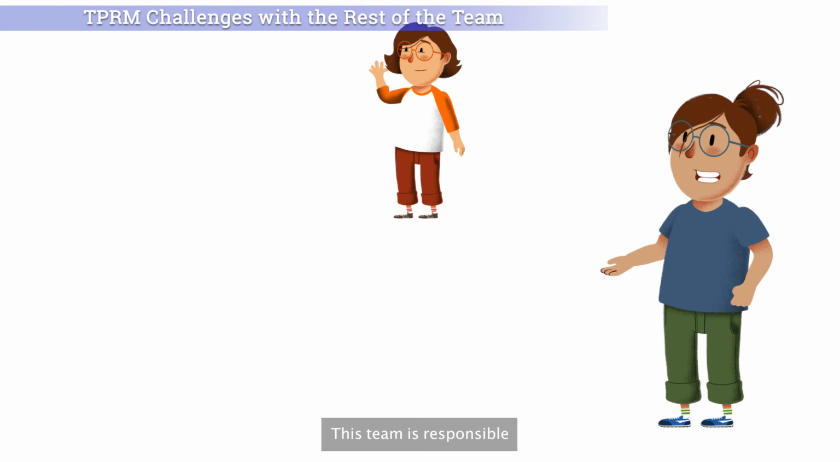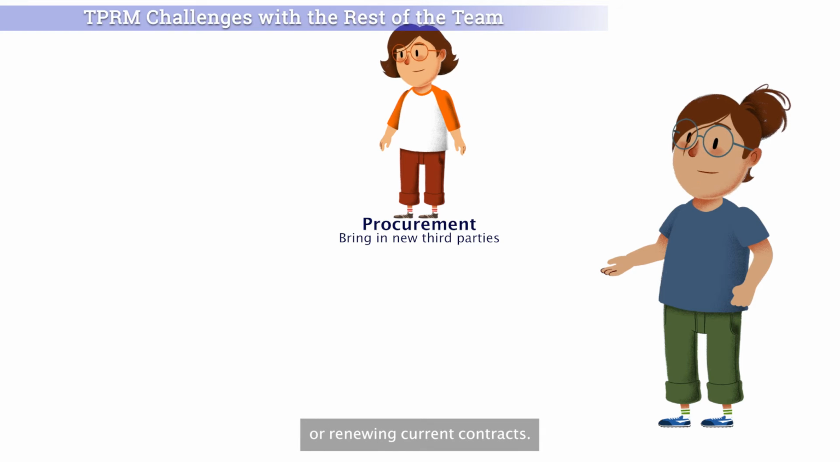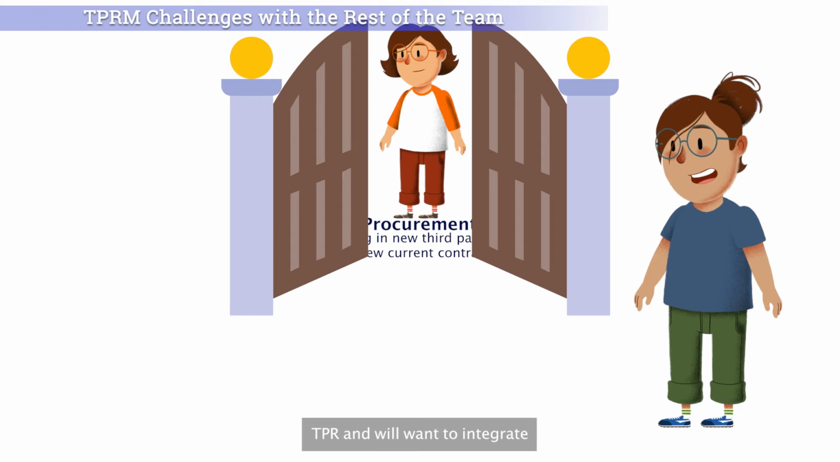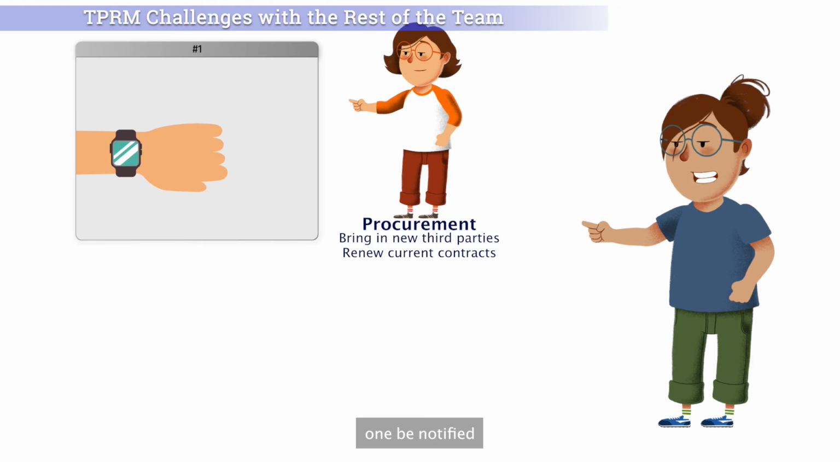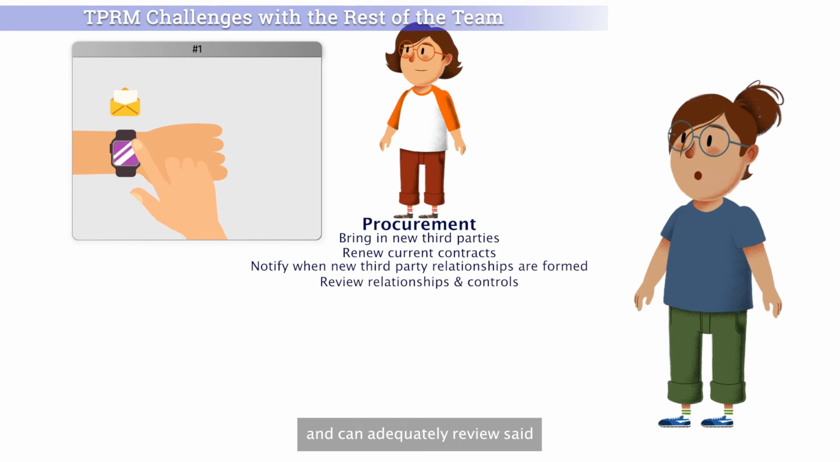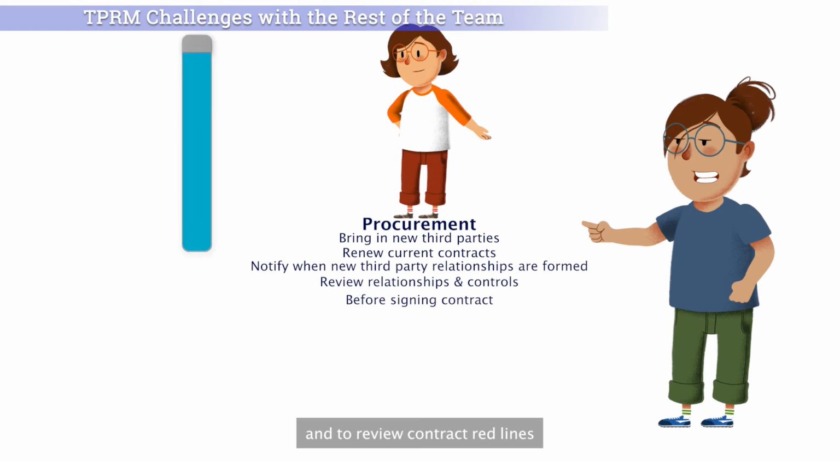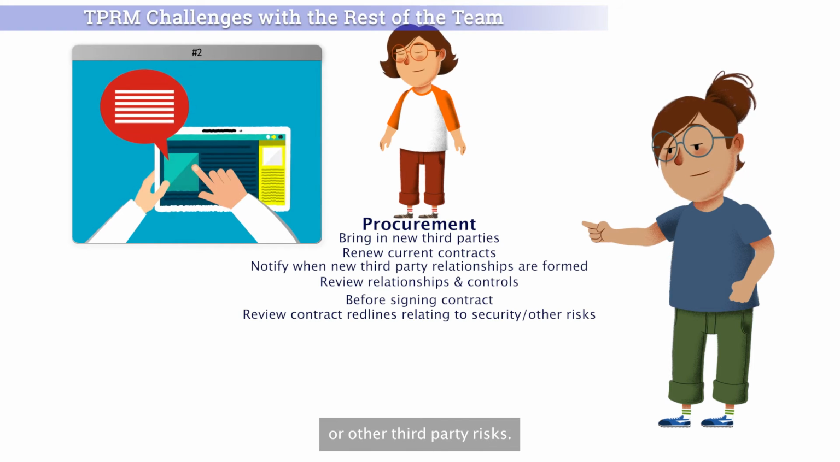Procurement. This team is responsible for bringing in new third parties or renewing current contracts. They are the gatekeepers for third-party relationships. TPRM will want to integrate into procurement process so they can: 1. Be notified when new third-party relationships are formed, and can adequately review said relationships and third-party controls before contracts are signed, and 2. Review contract red lines that relate to security or other third-party risks.